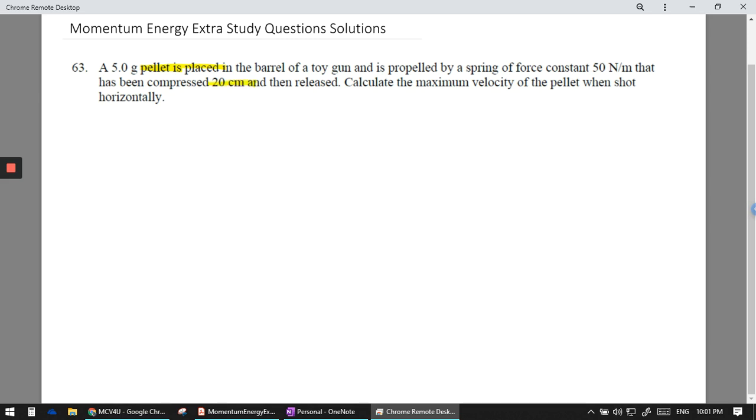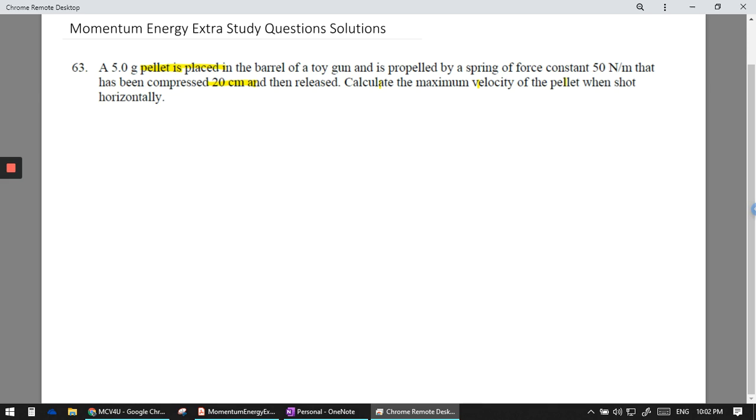This barrel, right? And it's been then released, right? And now our goal here is to calculate the velocity of this pellet after it's been shot, essentially through this method, right? And essentially, what we're looking at is the idea that our elastic energy here just ends up becoming kinetic energy immediately, right?